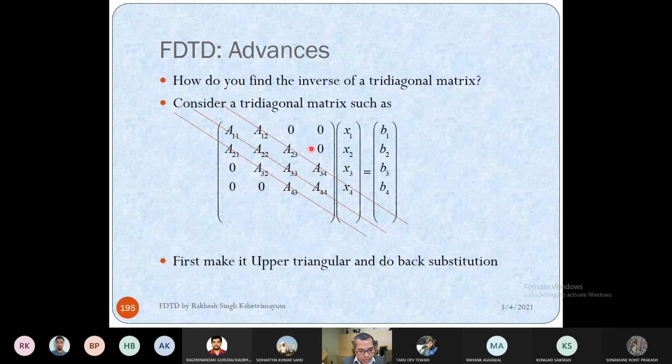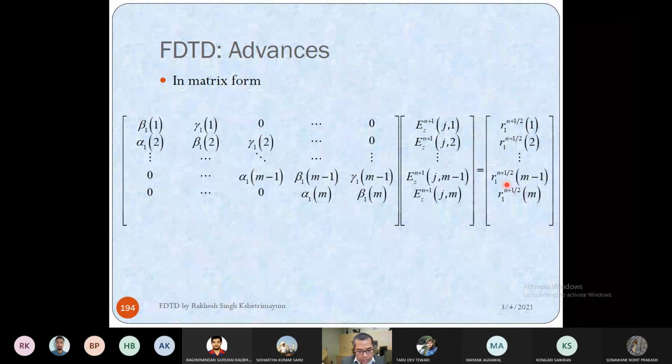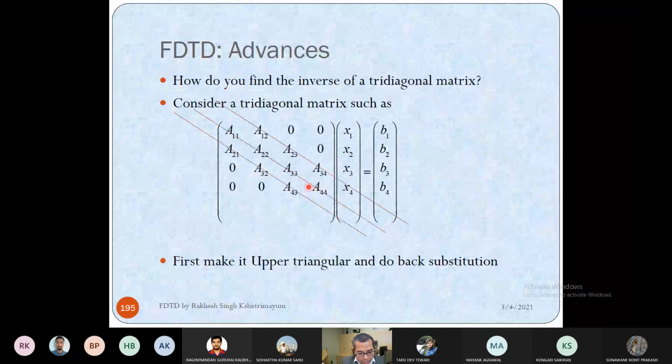Let us consider this 4 by 4 tridiagonal matrix and try to illustrate how to find the inverse of this matrix, because we need to do the inverse of this matrix. Look at this. For example, if I want to solve for this Ez, then I take the inverse of this and multiply with this R matrix here. Ez is the unknown. So how do I take the inverse of this tridiagonal matrix? It's very simple. You have to make this tridiagonal matrix upper triangular and do backward substitution.